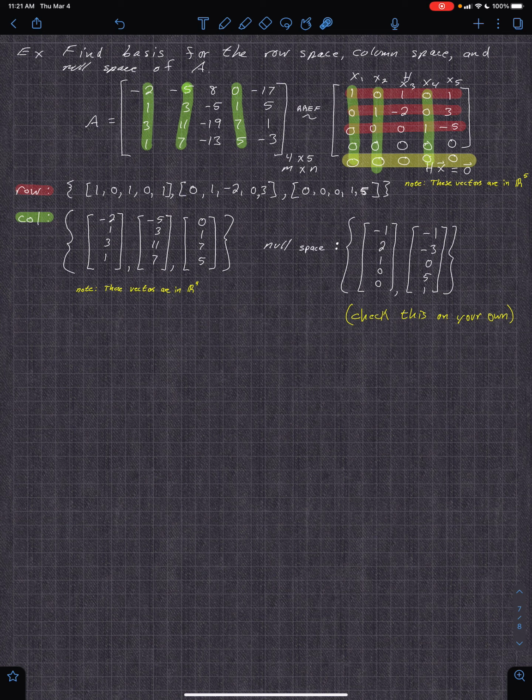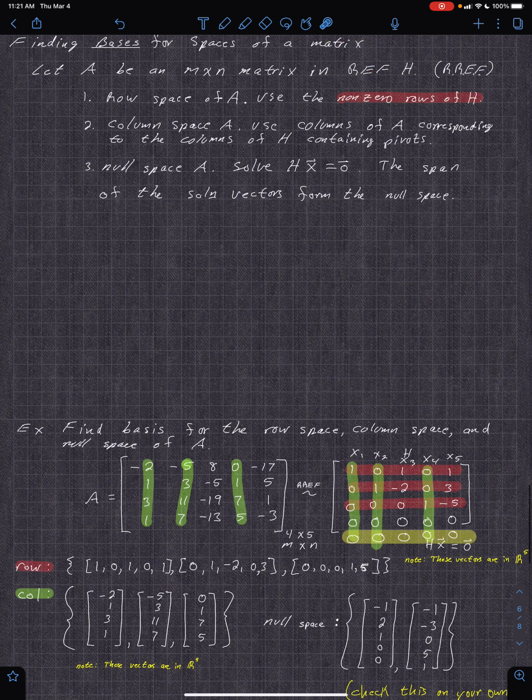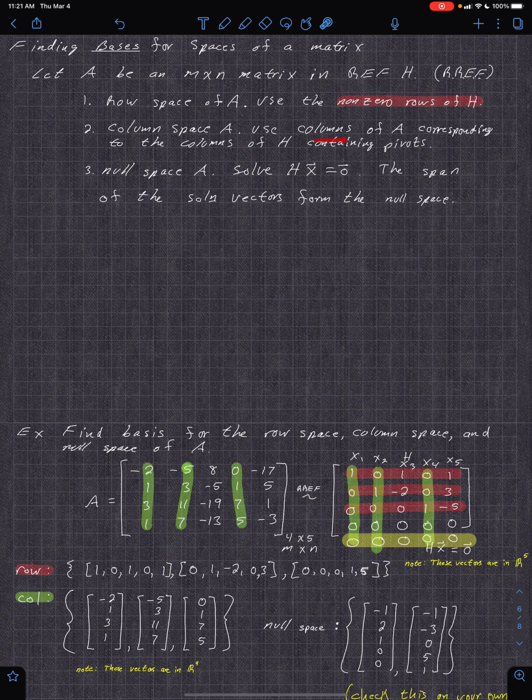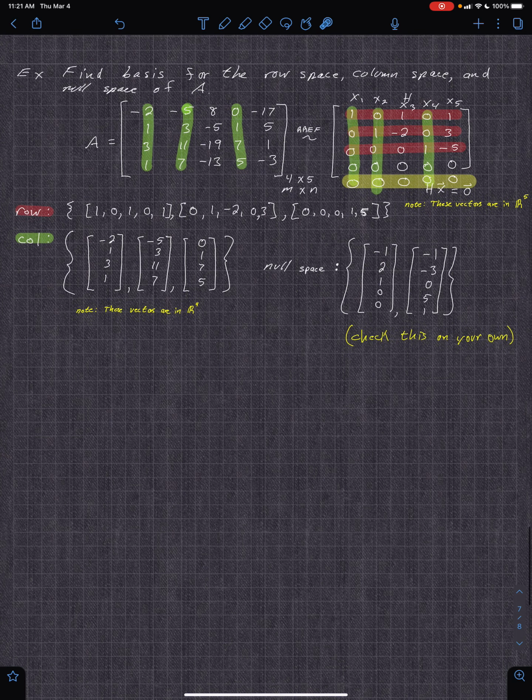So the next thing you do is for columns, you use the columns of A corresponding to the columns of H containing pivots. So the pivots are where you see the diagonal and you basically go across. So you take this one, which corresponds to this. Now the next one down has a pivot. So you take this, which corresponds to this. Now the next one over didn't change. Like you didn't step down to the diagonal. It's zeroed out. So you skip it and go to the next one.